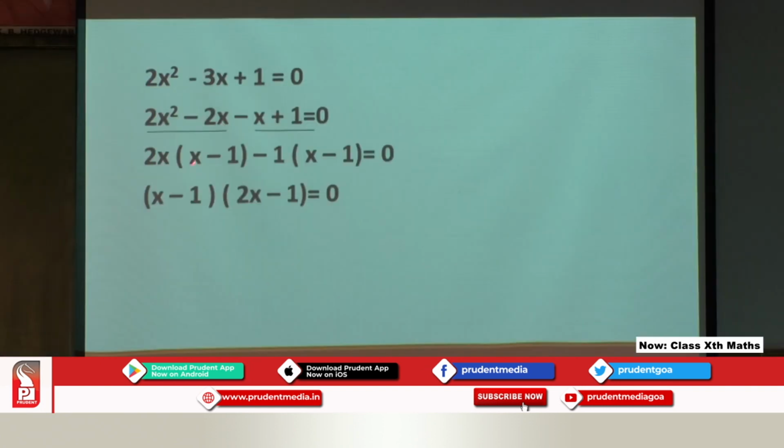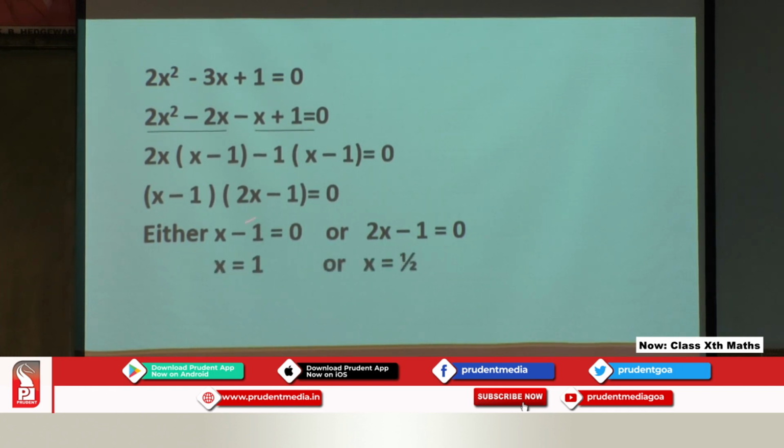Now in this expression, x minus 1 and x minus 1 are both common terms. So I wrote these two common terms at once as x minus 1, and whatever we have taken outside we write in another bracket, that is 2x minus 1, equal to 0. So either x minus 1 is equal to 0, or 2x minus 1 is equal to 0.